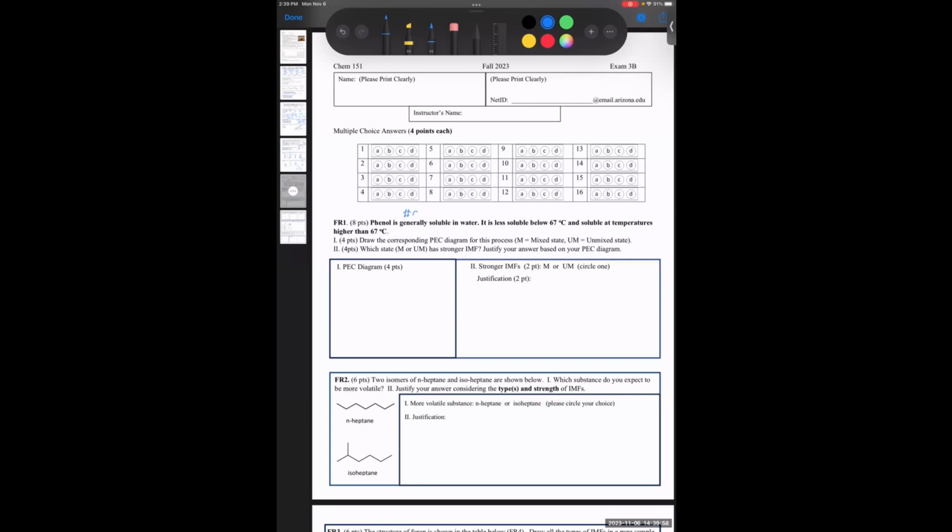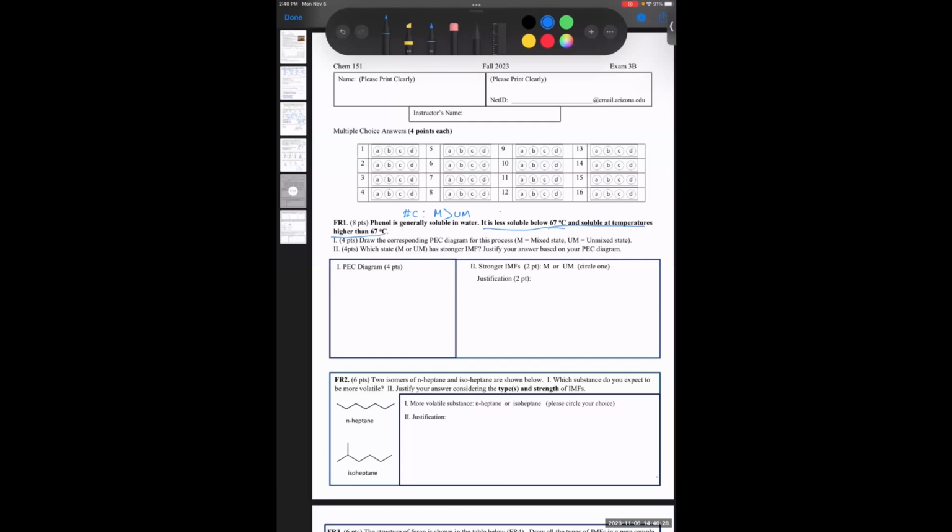The number of configurations wise, the mixed state should have a higher number of configurations than the unmixed state. It's less soluble at temperatures below 67 degrees Celsius, and soluble at temperatures higher than 67 degrees Celsius, meaning the mixed state should be at a higher potential energy, because when you increase the temperature, the solubility increases. That's what this second sentence tells us.